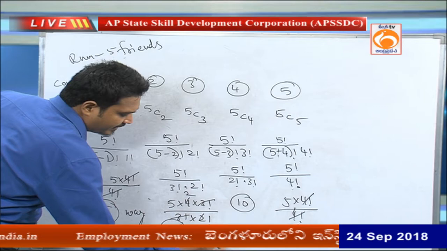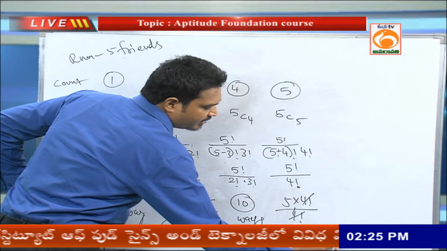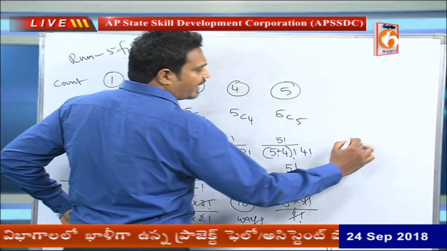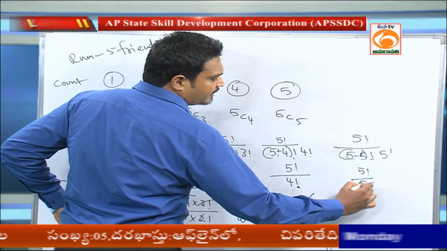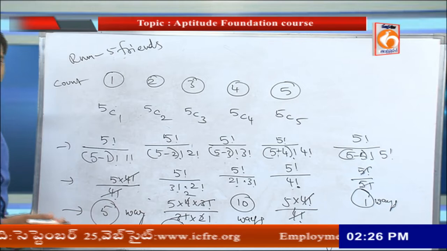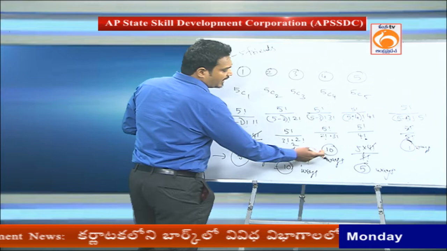If he is going to invite 4 people, once again 5 different ways. Finally, if he is going to invite all 5, it's 5 factorial by (5 minus 5) factorial into 5 factorial. 0 factorial is 1, so it is 5 factorial by 5 factorial, which means one way. If he invites everyone, there is only one way. So it is 5, 10, 15, plus 10 is 25, plus 5 is 30, and 1 more, 31 ways.